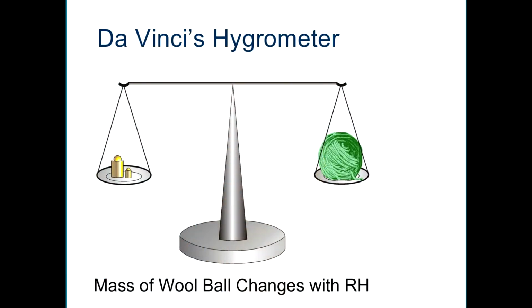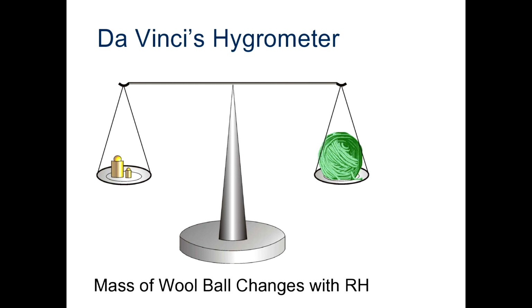The earliest documented hygrometer or humidity measuring device is Da Vinci's. And this consisted of a ball of wool. At low relative humidity, the ball of wool would not attract or absorb much water vapor inside it.